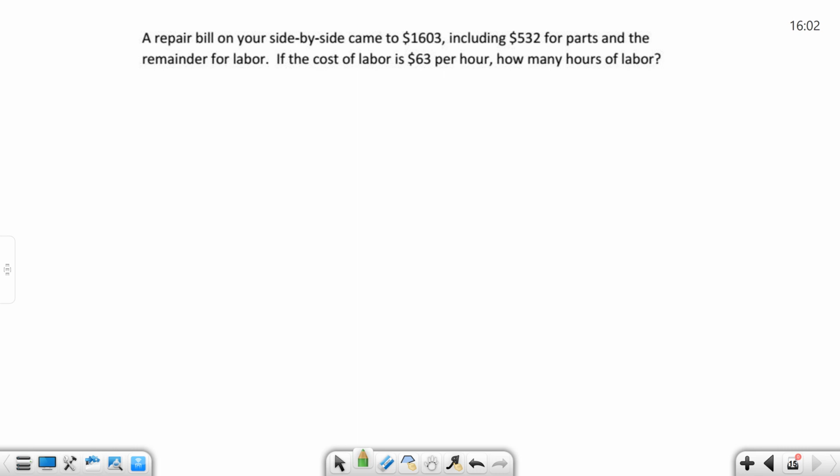So here, how many hours of labor? Now I'm guessing if it was $500 for parts and $1,600 total, there might have been a lot of labor in this. This was a labor-intensive project. All right, so let's look at this. The repair bill came to $1,603. That's the total. So $1,603 equals what? Well, your parts are $532. You only pay for the parts once, you hope. But you have to add to the parts what? Labor. So $63 per hour.